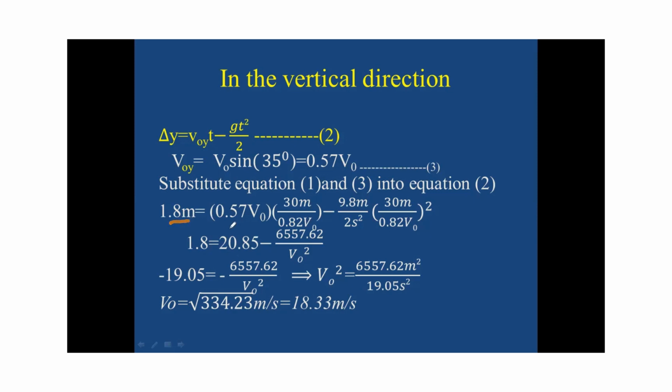If you substitute the two equations into equation 2, it gives 1.8 equals 0.57 v naught times 30 over 0.82 v naught minus 9.8 over 2 times 30 meters over 0.82 v naught, to the power of 2. This is the vertical component of the velocity. This is the vertical displacement.